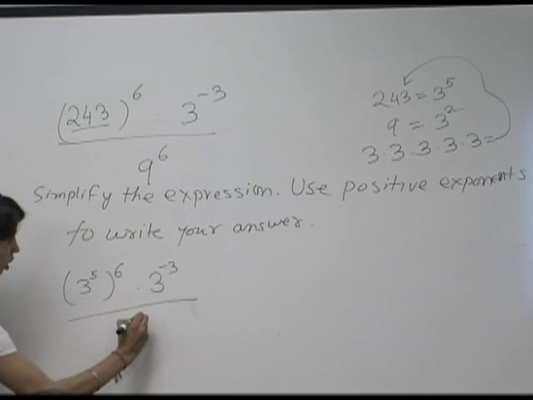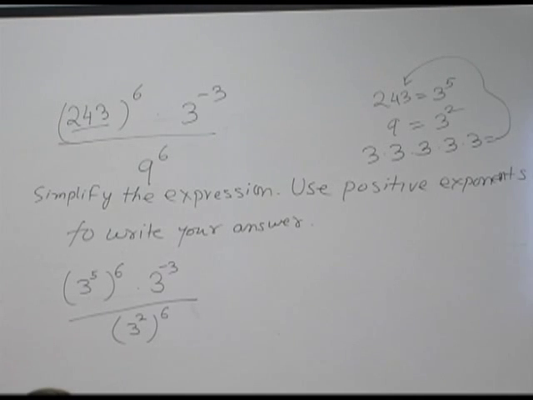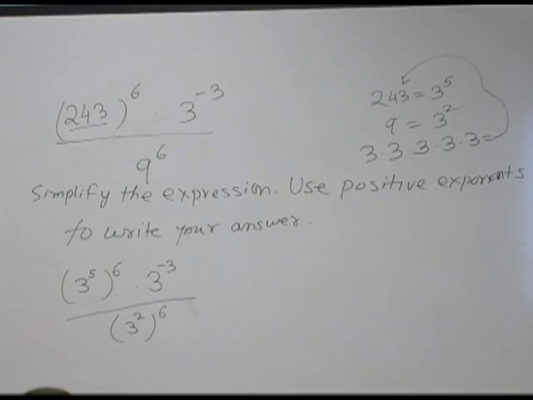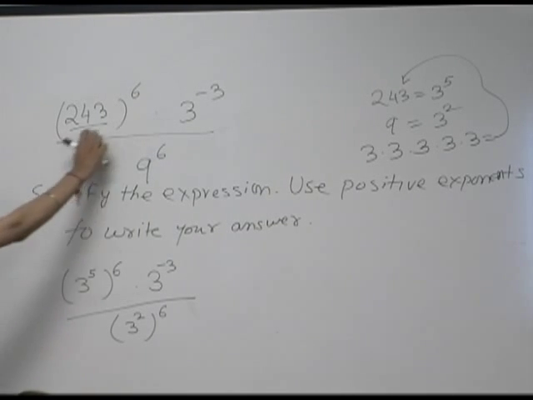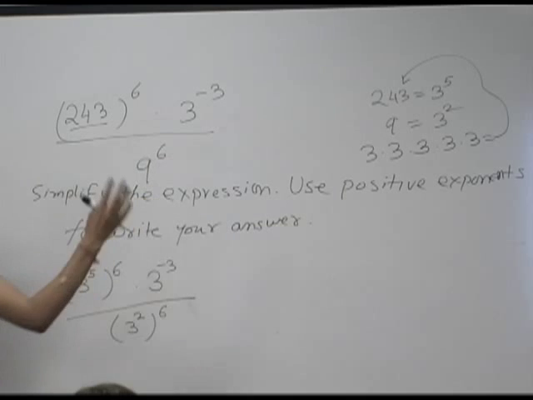9 is 3 squared to the 6th power. Can you simplify this now? Same base, you can add the exponent. You cannot add the exponent because it doesn't have the same base here. Right? They don't have the same base. You cannot add the exponent. The only thing you can do is move this negative to the bottom.